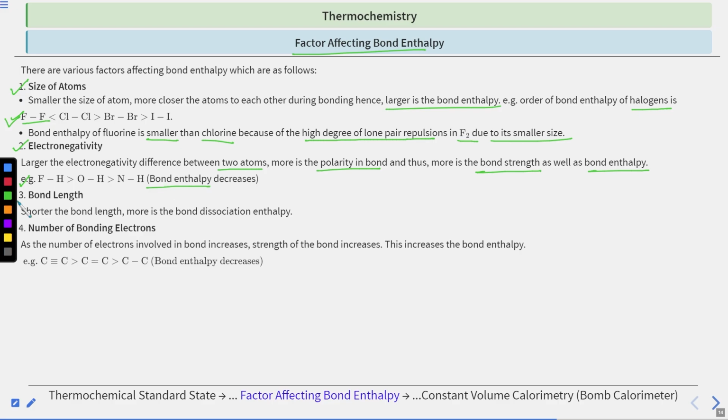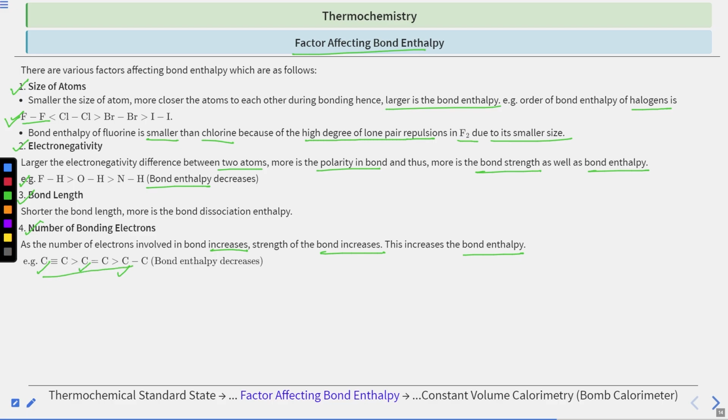The third factor which affects the bond enthalpy is bond length. The shorter the bond length, the more the bond dissociation enthalpy. And the fourth one is the number of bonding electrons. As the number of electrons involved in the bonding increases, the strength of the bond increases, and this increases the bond enthalpy. Here you can see C triple bond C has 3 pairs of electrons involved in the bonding, C double bond C has 2 pairs, and C single bond C has 1 pair. So the more the number of electrons involved in the bond, the more the bond enthalpy.